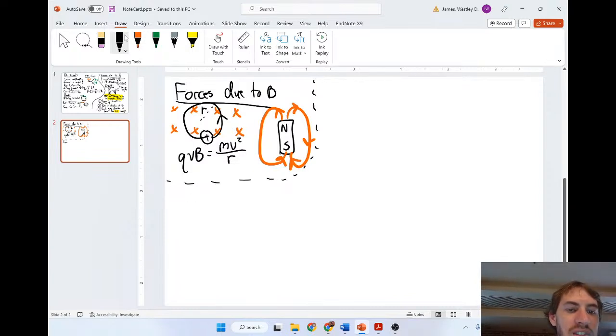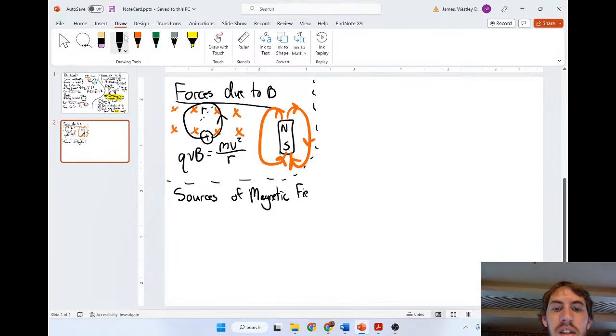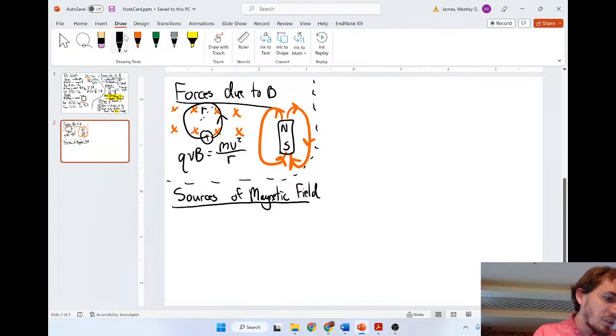All right, next is sources of magnetic fields. Magnetic fields make charges move. How do you make a magnetic field? One way is a permanent magnet, but that's lame. You can make a decent field with a permanent magnet, but really not that strong. You want to make a strong field, you need to run some current through a wire. Current through a wire makes a magnetic field.